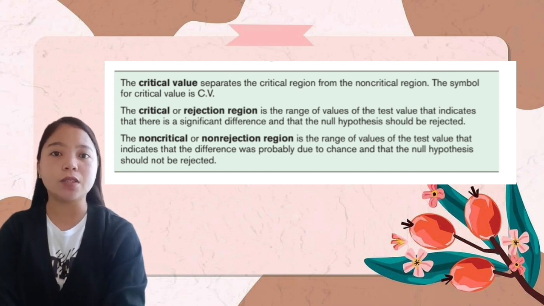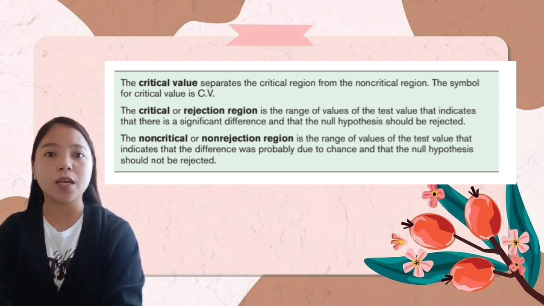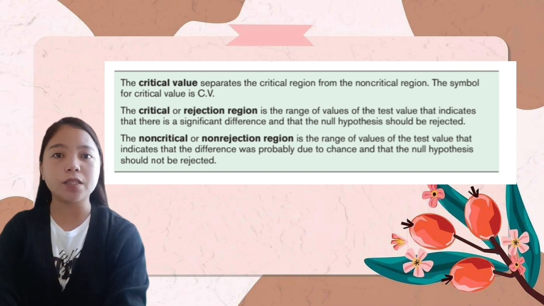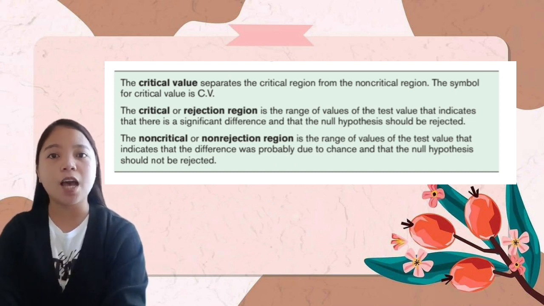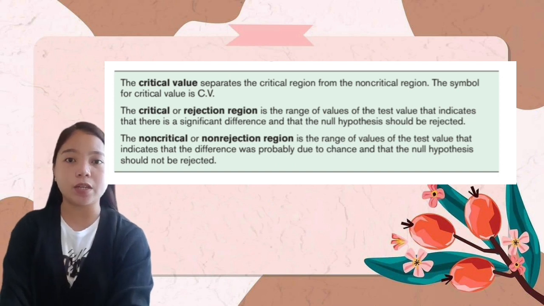The critical region is the range of values of the test value that indicates that there is a significant difference and the null hypothesis should be rejected.